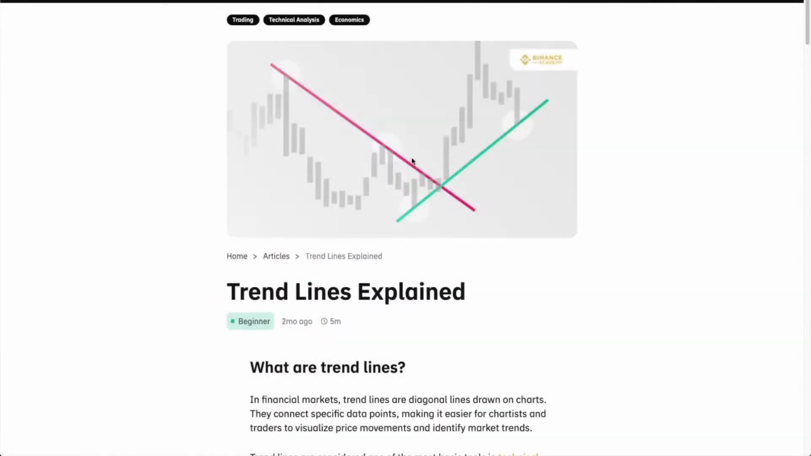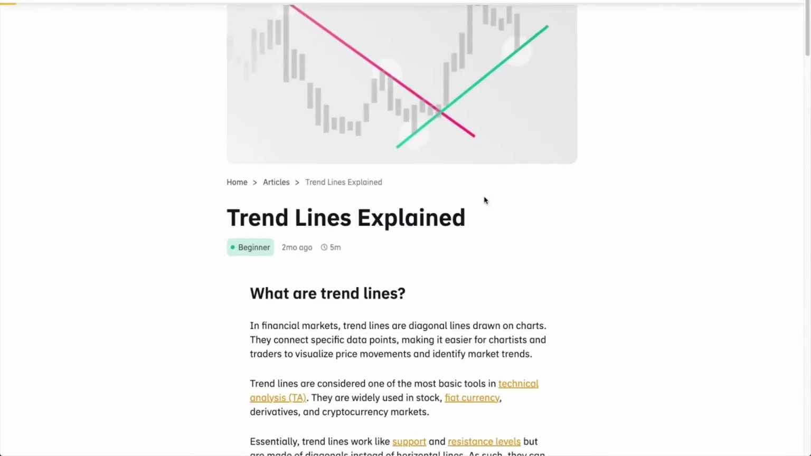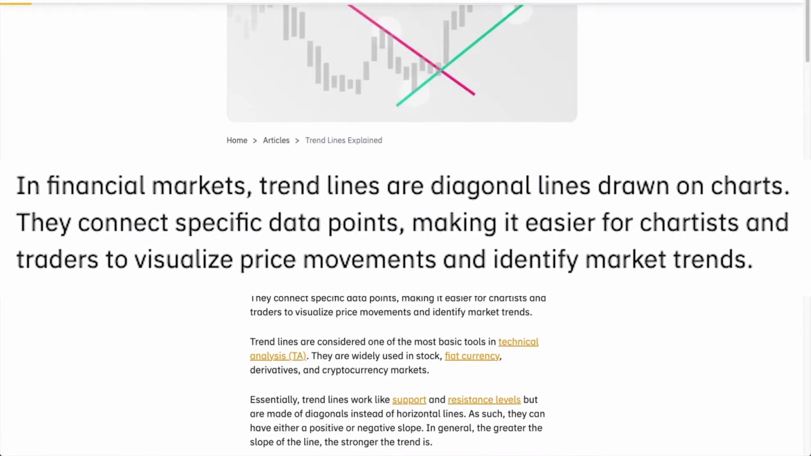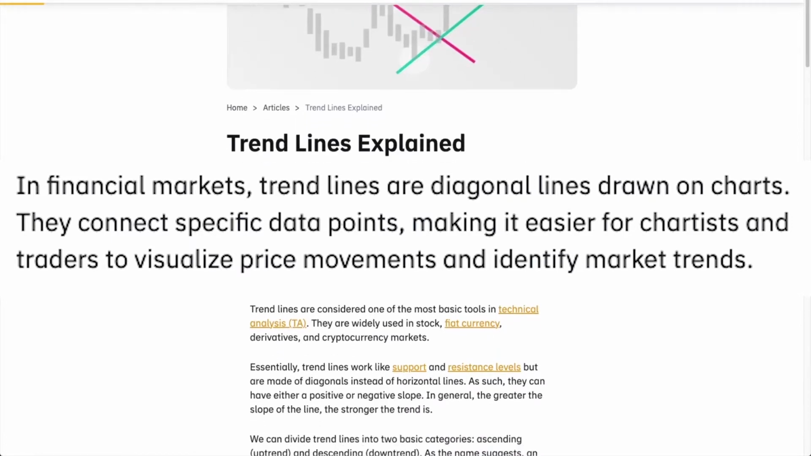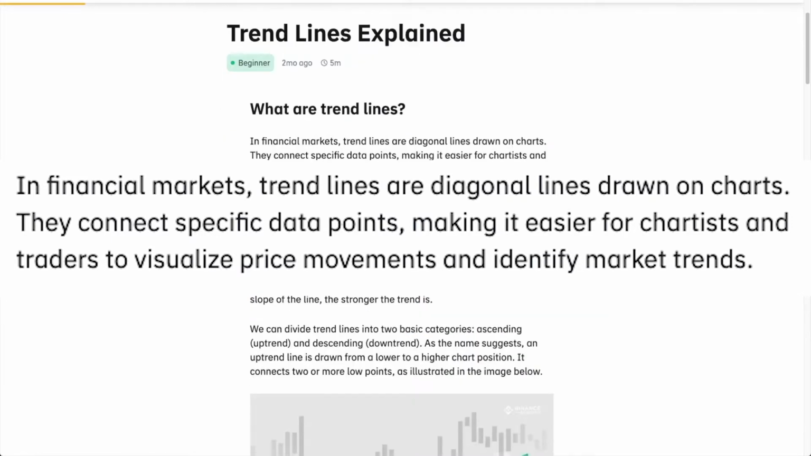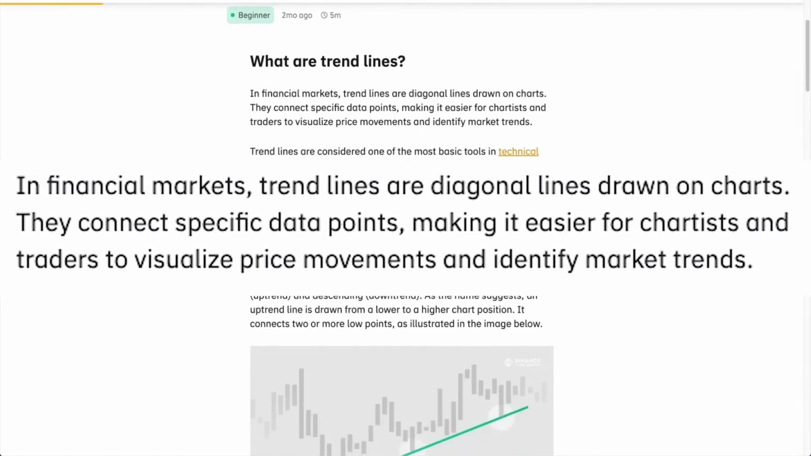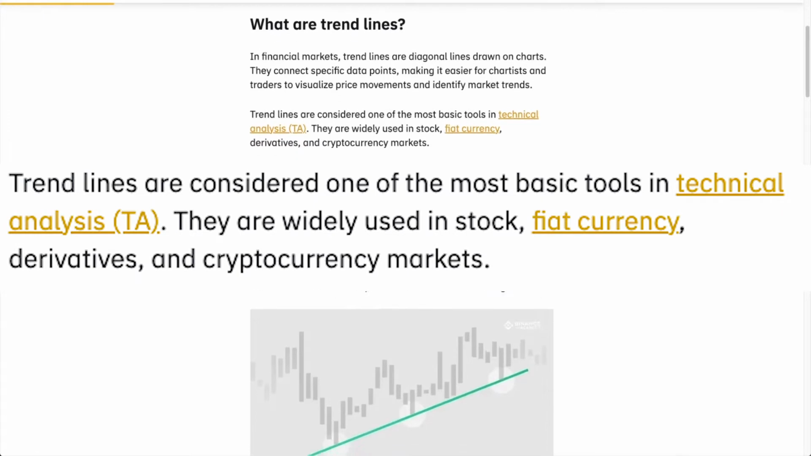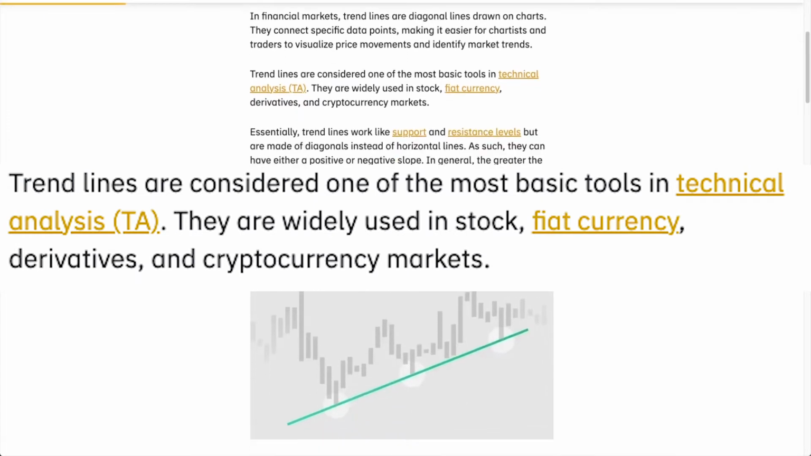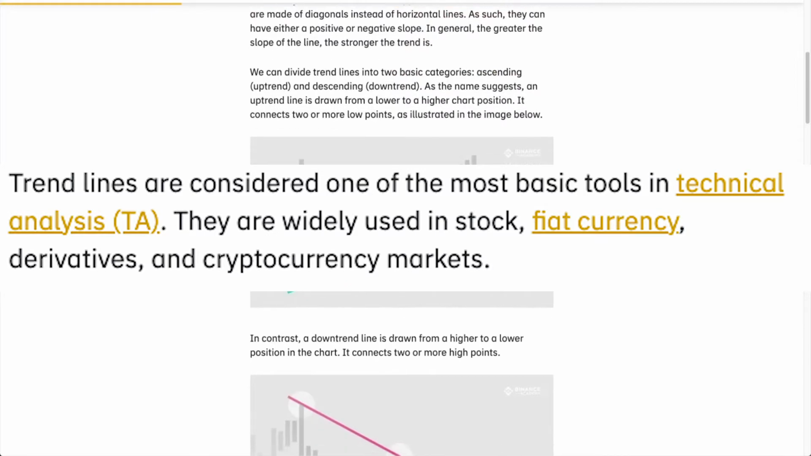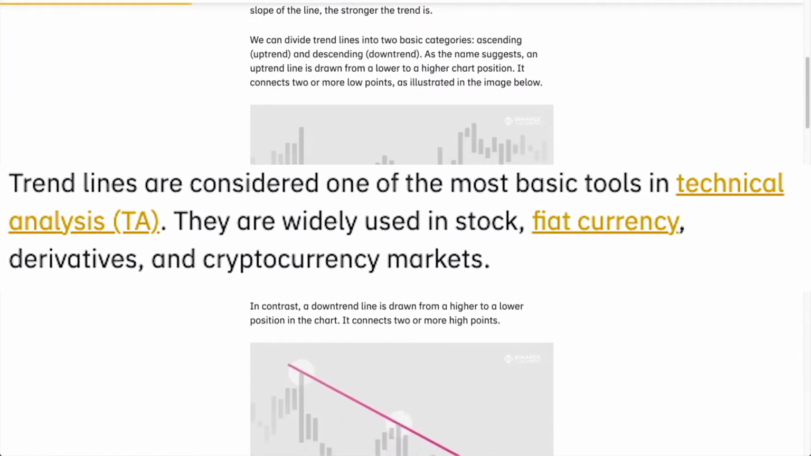So, trend lines explained. What are trend lines? In financial markets, trend lines are diagonal lines drawn on charts, very simply. They connect specific data points, making it easier for chartists and traders to visualize price movements and identify market trends. Trend lines are considered one of the most basic tools in technical analysis. They are widely used in stock trading, fiat currency trading, derivatives, and cryptocurrency markets.